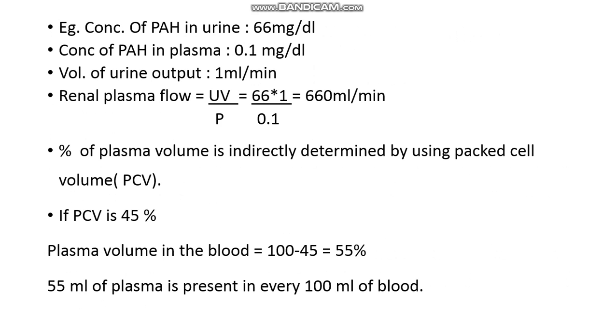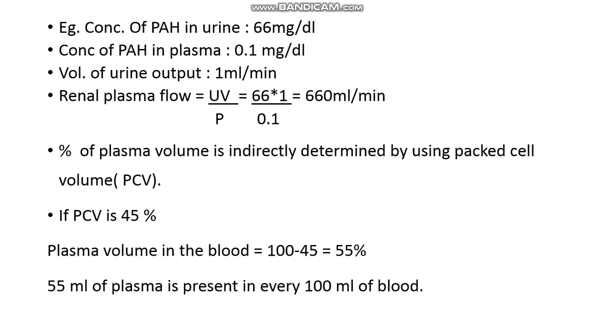Let us consider an example. Consider that the concentration of PAH in urine is 66 mg per dl, the concentration of PAH in plasma is 0.1 milligram per dl, and the volume of urine output is 1 ml per minute. Then how can we calculate the renal plasma flow? It can be calculated by an equation. The equation is UV divided by P.